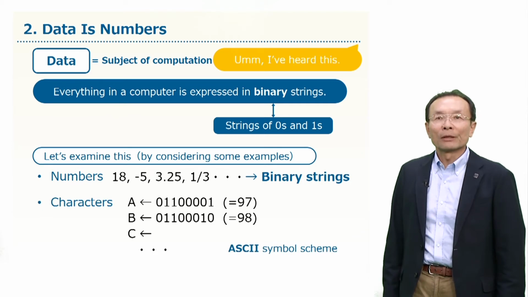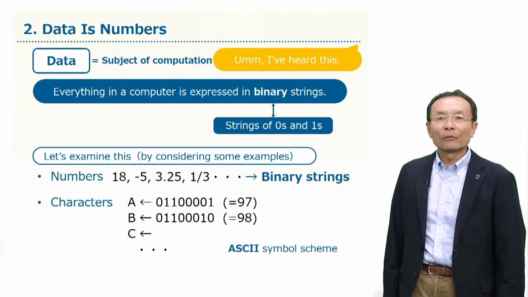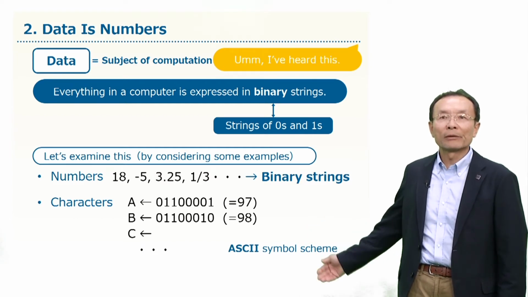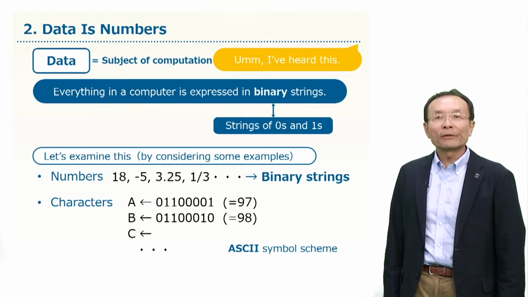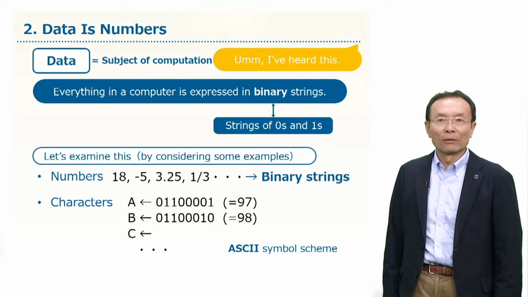Characters can also be expressed as binary strings, in fact, in various different ways. For example, when expressing characters using the coding scheme ASCII, the lowercase letters A, B, and C are respectively expressed as binary strings in this way. Viewing these binary strings as binary representations of numbers, A corresponds to 97 and B to 98, and so on. We will study this coding method later in this course.